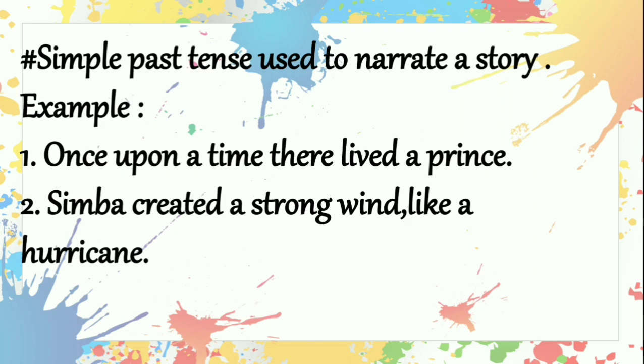Simple past tense is used to narrate a story. Everyone, when I explained this story, you observed that I told the whole story in the past tense. So simple past tense is used to narrate a story. Its example: once upon a time there lived a prince. Second one, Simba created a strong wind like a hurricane. By listening to these sentences, hope you remember our lesson.